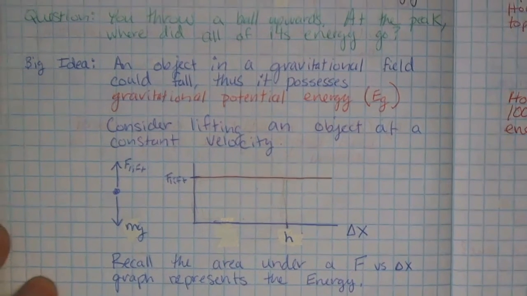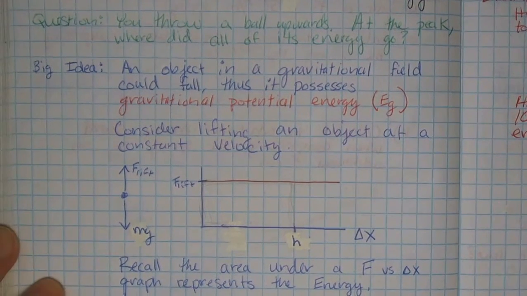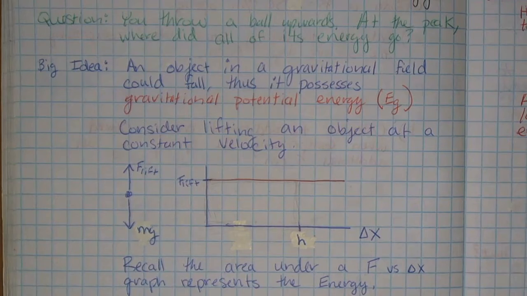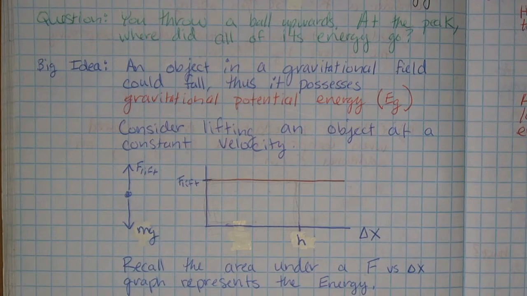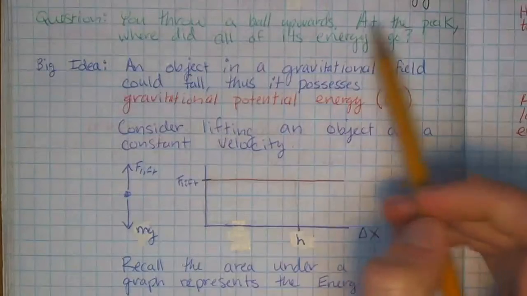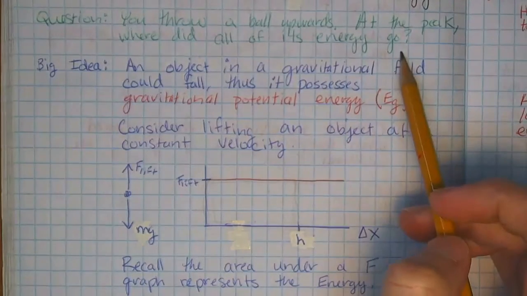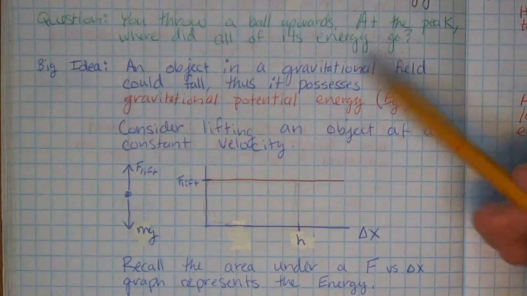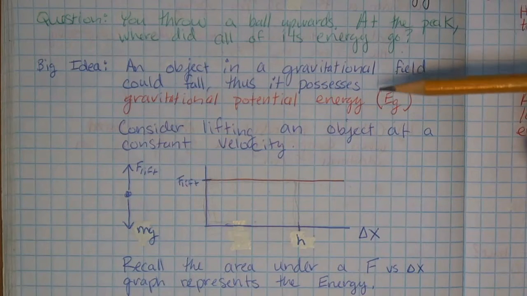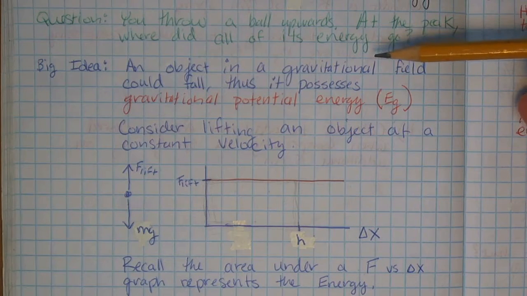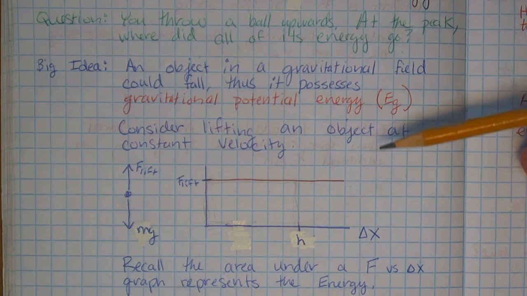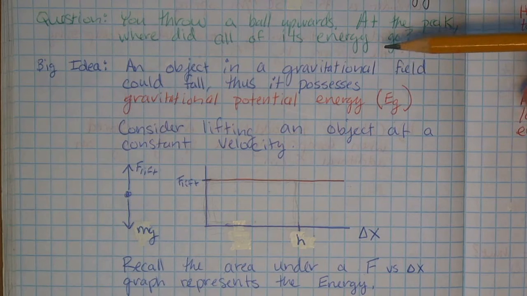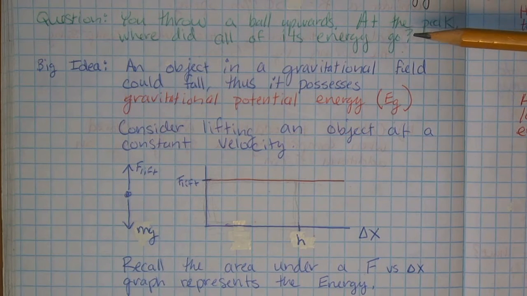All right, in this physics journal, we're going to go over the notes on gravitational potential energy. We're going to start out with our question: you throw a ball upwards, at the peak, where did all its energy go? The reason we talk about that is, as the ball goes up higher and higher, it's obviously going to slow down. It started with kinetic energy, but as it reached the top, it's going slower and slower. So where did all that kinetic energy go that you originally gave it?